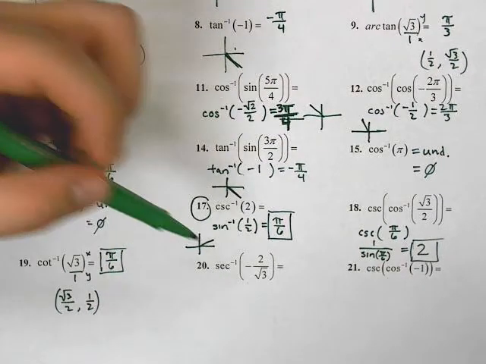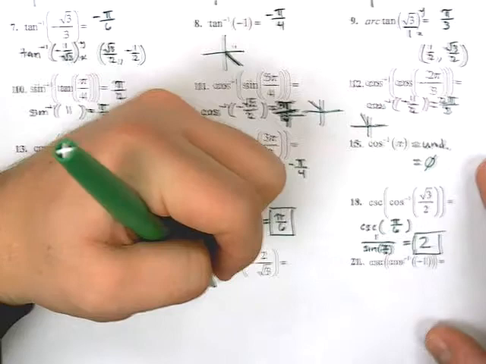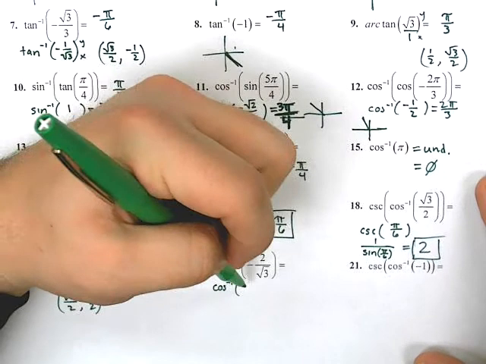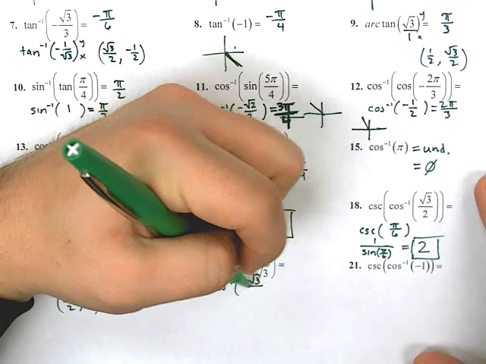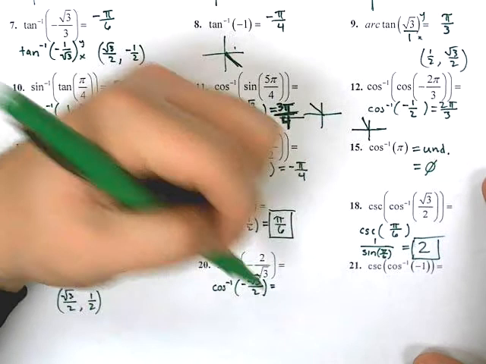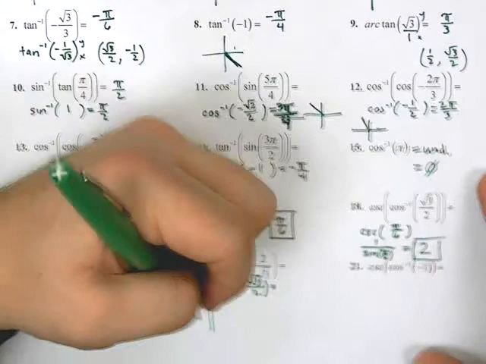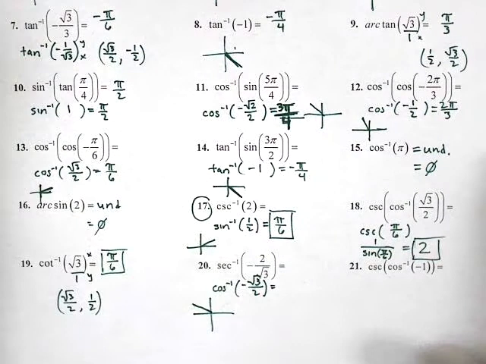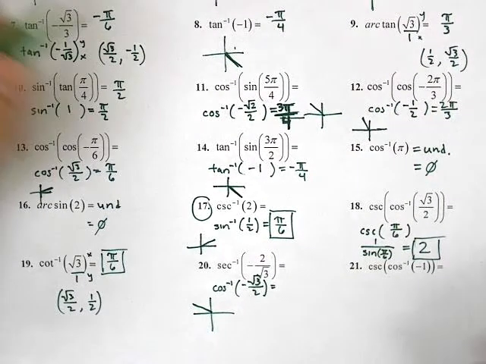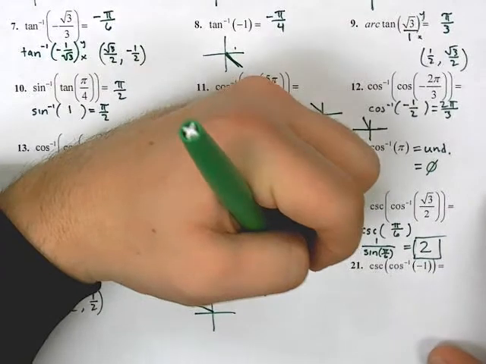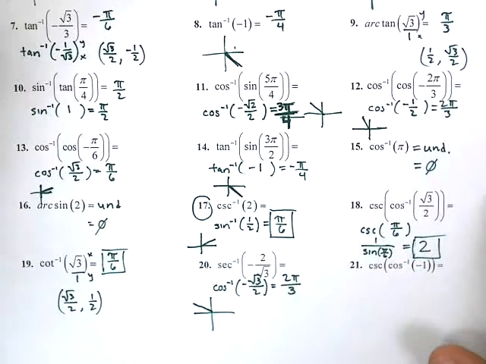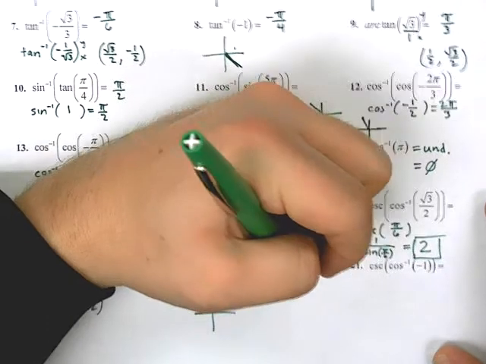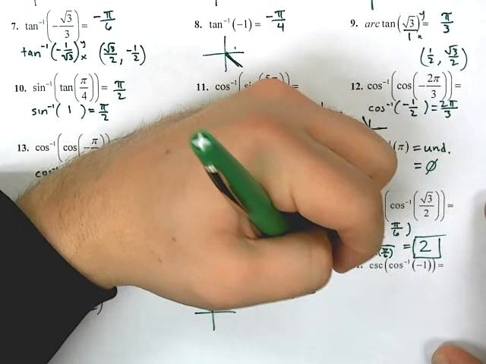Secant. Secant we know goes with cosine. So inverse cosine, and then again we flip the ratio. Negative root 3 over 2. Well, an inverse cosine has to be in quadrant 2, and my x value needs to be root 3 over 2, or negative root 3 over 2, excuse me. So this should be 2 pi over 3. No! I'm so sorry, guys, my bad. This should be 5 pi over 6.